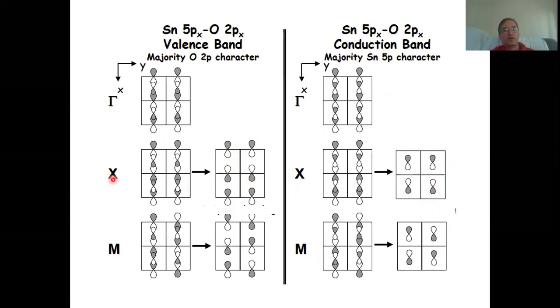Okay, finally, we can go from point chi to point M. At point M, we would need to change all the algebraic signs in both x and y direction. So you see, in y direction, algebraic sign is changed. Now in x direction, from here to here, algebraic sign is also changed. And that's true for both the tin px as well as the oxygen px. So for the tin px, you see that this is flipped relative to this in x direction, and this one is flipped relative to this one in y direction.